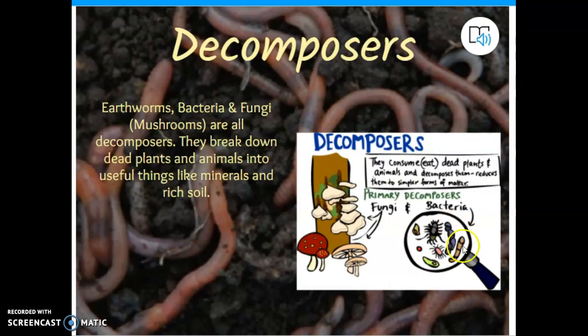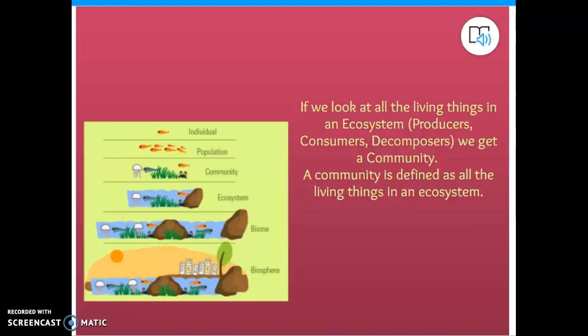So decomposers are these tiny microscopic things called bacteria, these little organisms that we can't see until we look under a microscope. We have fungi or mushrooms, and then we have earthworms, and they are all decomposers. They break down dead plants and dead animals into their minerals, and they create very rich, very good soil to use. It's important to have decomposers. You want them breaking down all of that dead stuff. Otherwise, it could harm the ecosystem.